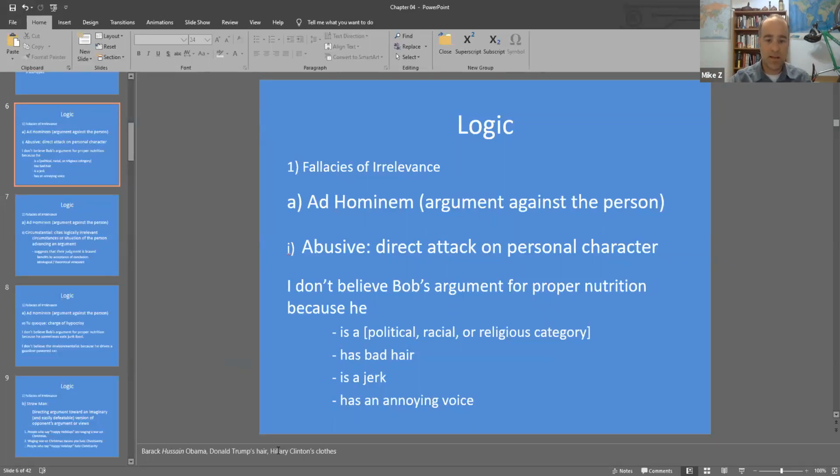Thinking back to the last presidential election, people cited Hillary Clinton's clothing or the way her voice sounded to them as a reason to reject her, without ever addressing any of her ideas or policy proposals. This one is similar, going back especially to the 2008 presidential election when Barack Obama was elected.